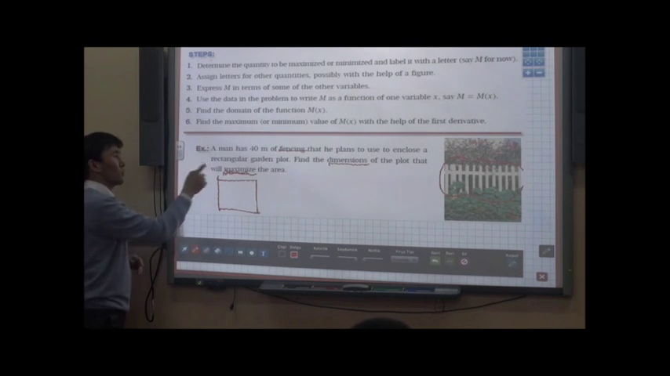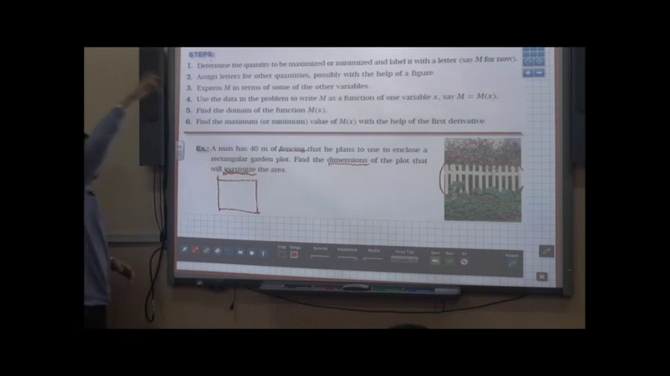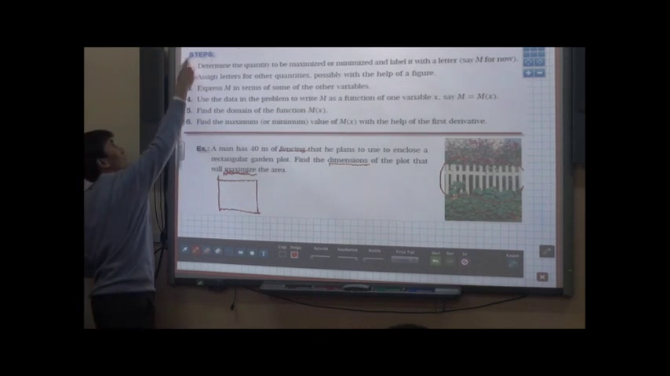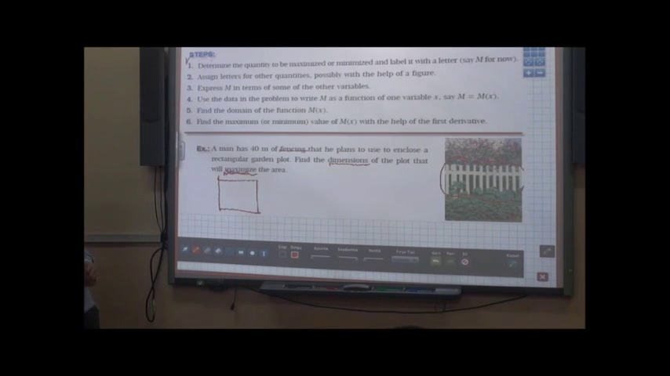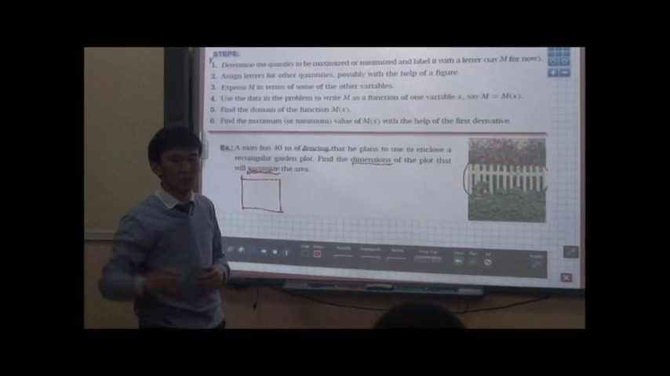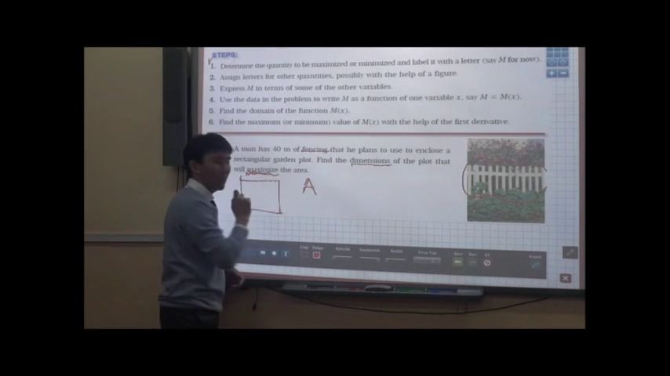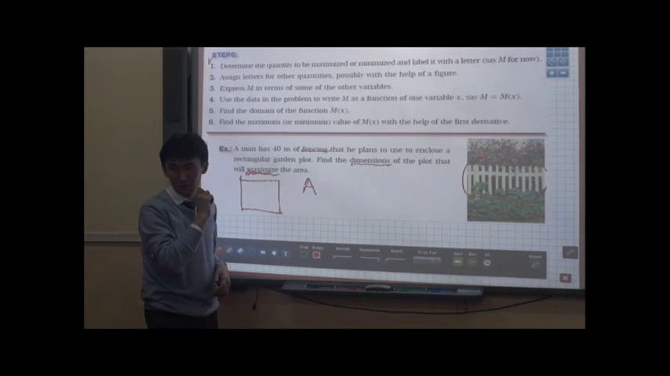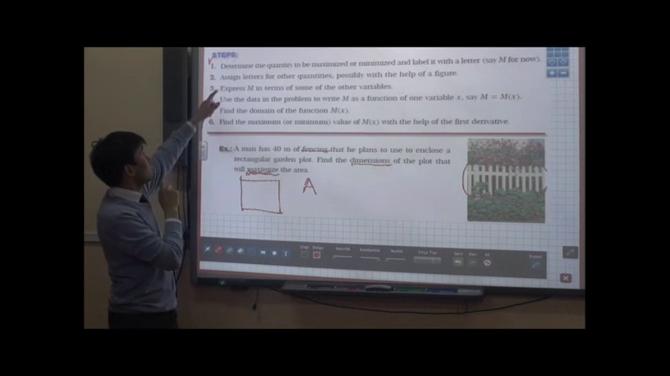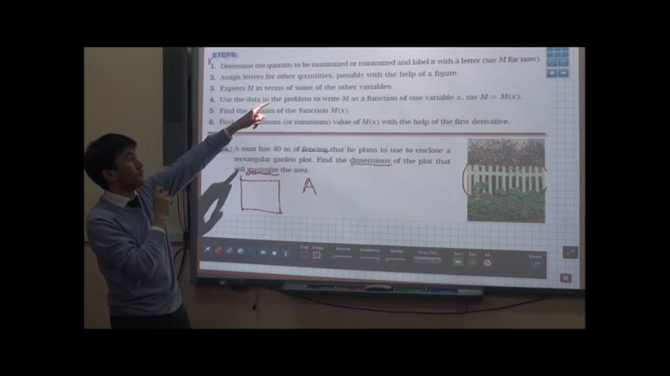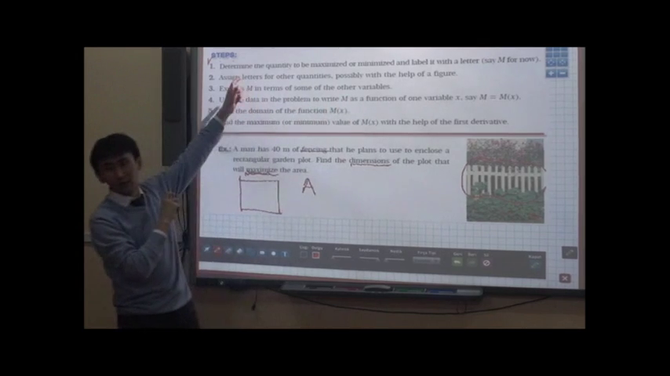Okay, this is the question of optimization problem. We said that we have some steps that we are going to follow. The first step is determine the quantity to be maximized. What we are going to maximize? Area, yes, that's correct. And label it with a capital A. And assign letters for other quantities with the help of the figure.